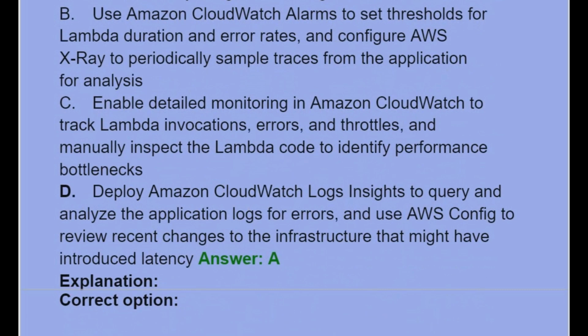Option C, enable detailed monitoring in Amazon CloudWatch to track Lambda invocations, errors, and throttles, and manually inspect the Lambda code to identify performance bottlenecks. Option D, deploy Amazon CloudWatch Logs Insights to query and analyze the application logs for errors, and use AWS Config to review recent changes to the infrastructure that might have introduced latency. Correct answer is option A.